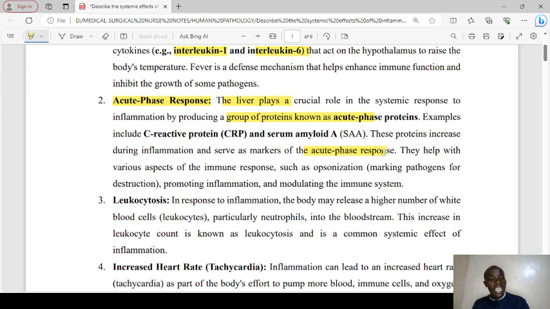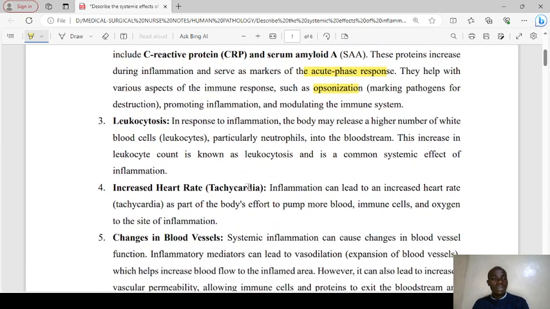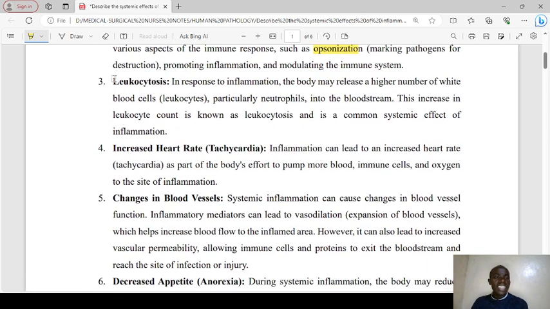So they help with various aspects of immune response, such as opsonization. And opsonization simply means marking pathogens for destruction. They also help in promoting inflammation and modulating the immune response. Leukocytosis is the third systemic effect, and in response to inflammation, the body may release a high number of white blood cells, the leukocytes, particularly the neutrophils in acute inflammation and macrophages in chronic inflammation. This increase in leukocytes is known as leukocytosis and is a common systemic effect of inflammation.